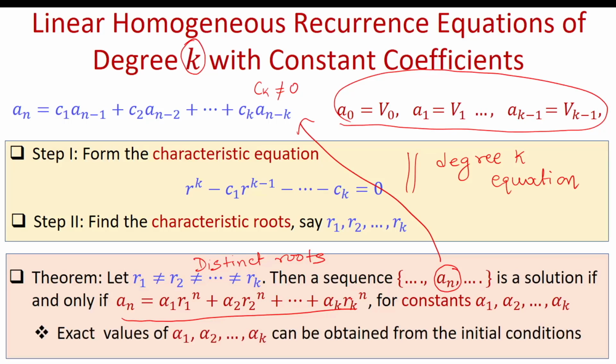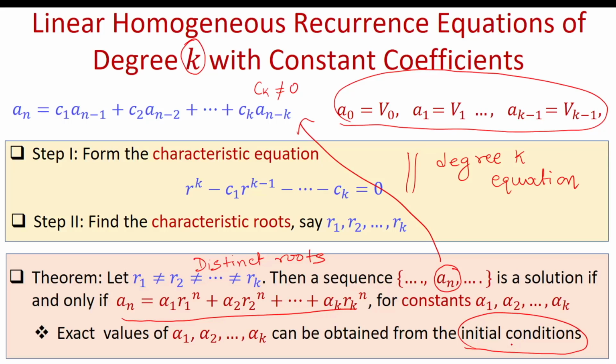The exact values of these constants alpha 1, alpha 2, alpha k can be obtained from the initial conditions. So if you are given the initial conditions, then by substituting n equal to 0, n equal to 1, up to n equal to k minus 1, we will get k equations in these k unknowns alpha 1 to alpha k, and then we can get the concrete values of the constants alpha 1 to alpha k.